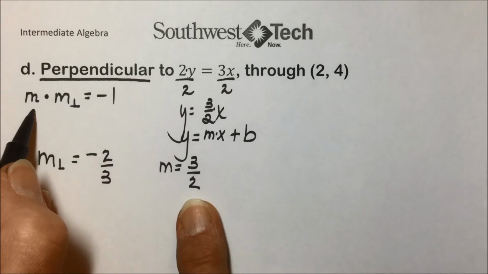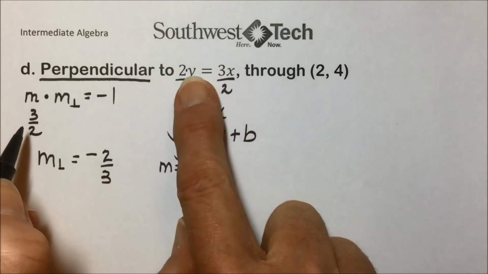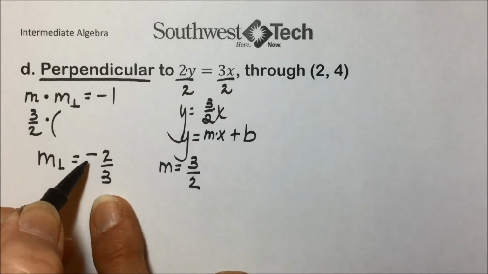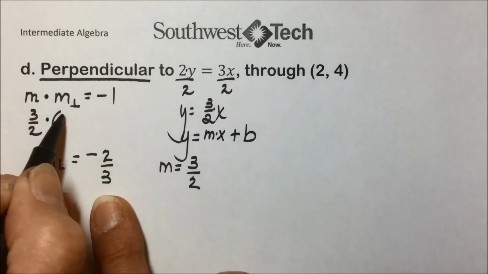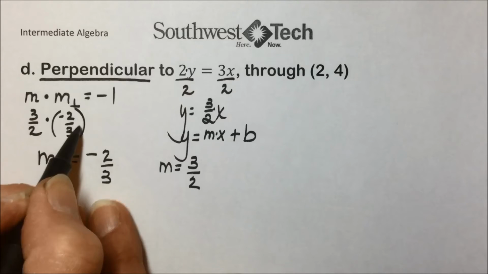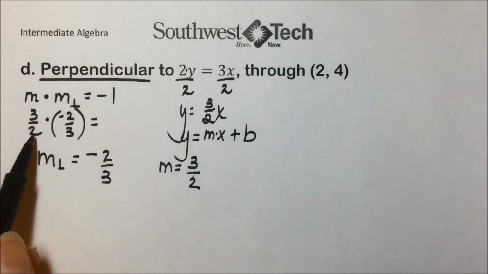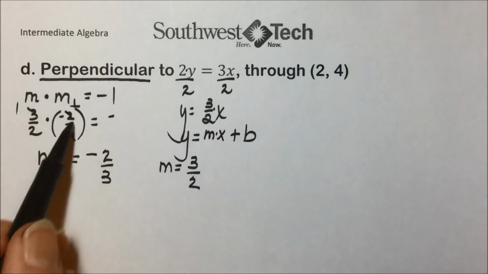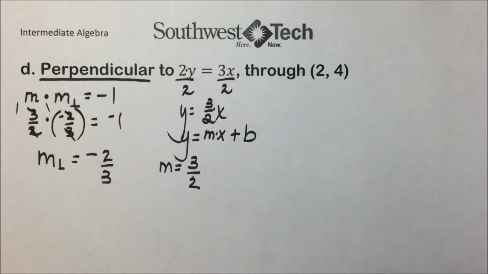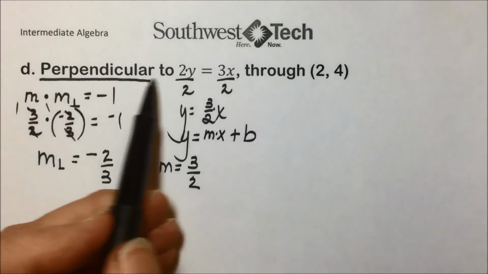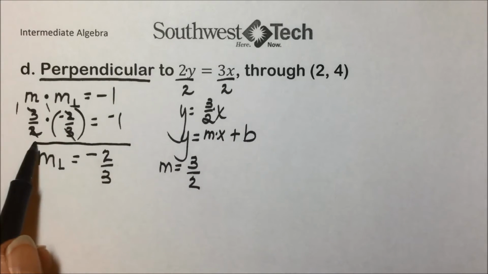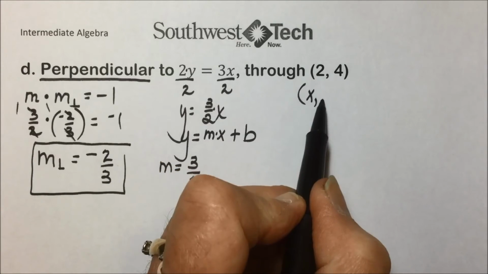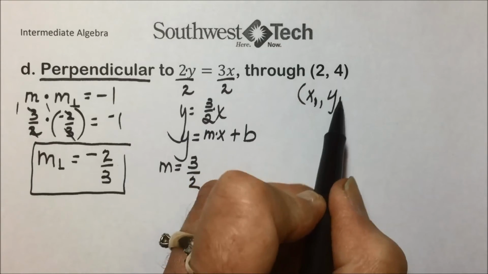If we take the 3/2 that we were given for this line and times it by what we believe to be the opposite or negative reciprocal, does the product give us a -1? Well, positive times a negative is a negative. The 3/3 would cancel out. The 2/2 would cancel out, giving us a -1. So, from this first clue, we have the slope of the line. We're given a point. We'll call this generically x1, y1.